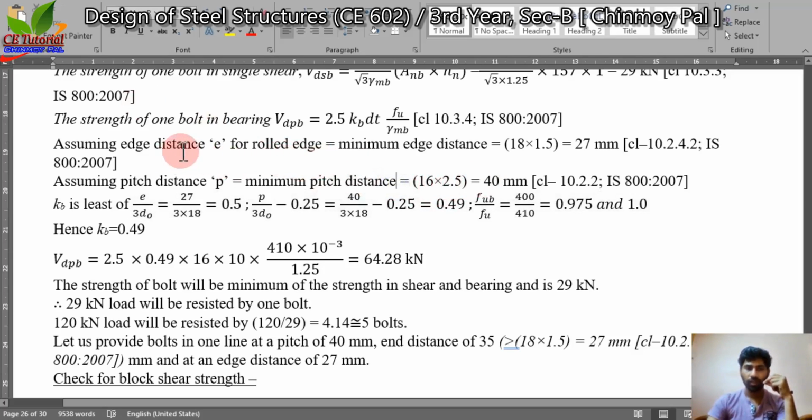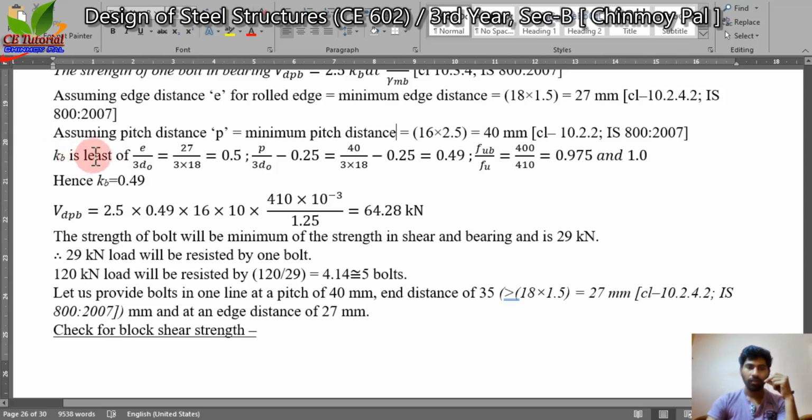Now one thing you please keep in mind, that you don't need to apply only the minimum edge distance or minimum pitch distance. You can apply the edge distance greater than 27, and there is a limitation of maximum edge distance obviously, and maximum pitch distance we will discuss later. But suppose you are providing here 30 millimeter or 40 millimeter, you can do it, because your providing edge distance or pitch distance is greater than the minimum limitation.